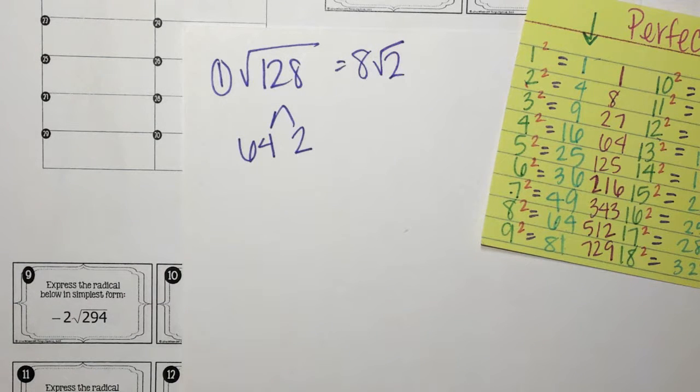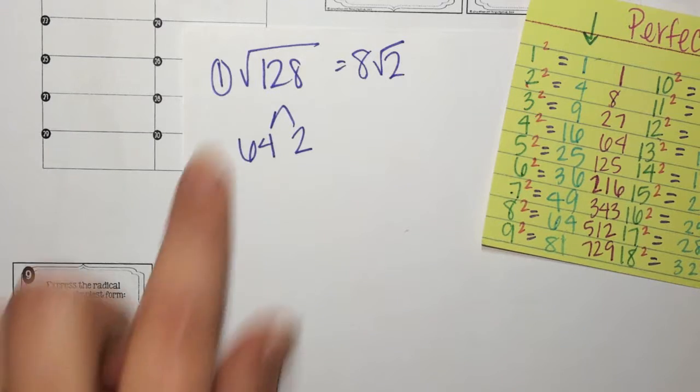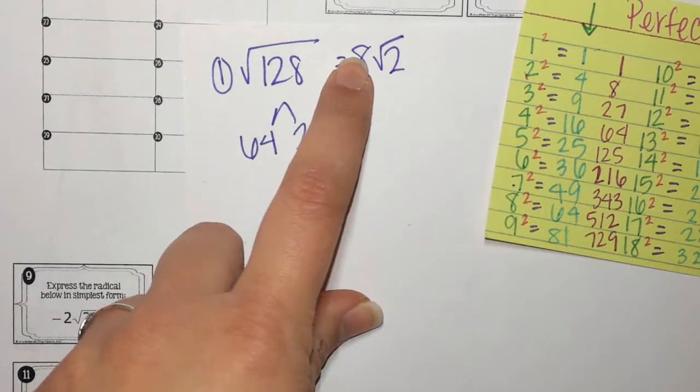If you got these wrong, I expect you to be doing this on a separate sheet of paper. If you did not do your homework, I expect you to be doing this on a separate sheet of paper. So we don't simplify the 8? No, it is simplified then, because you took the square root of 64, so it's simplified.